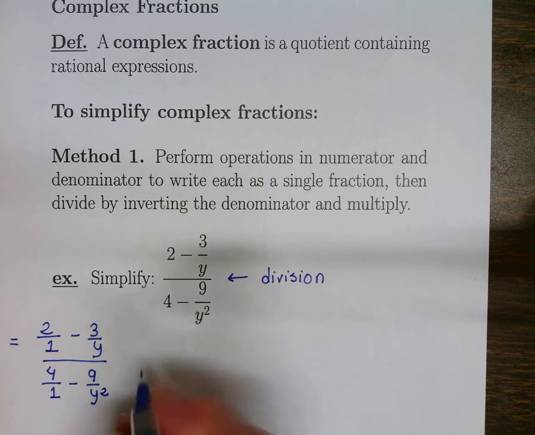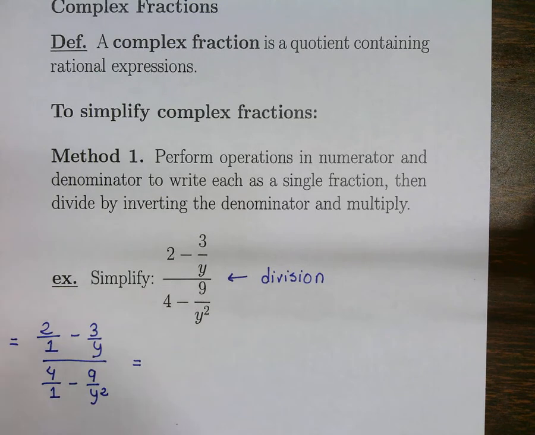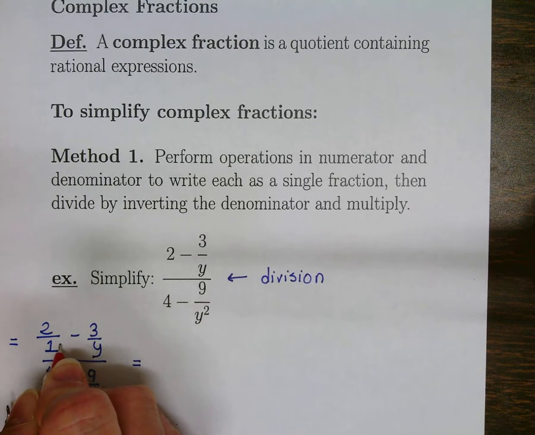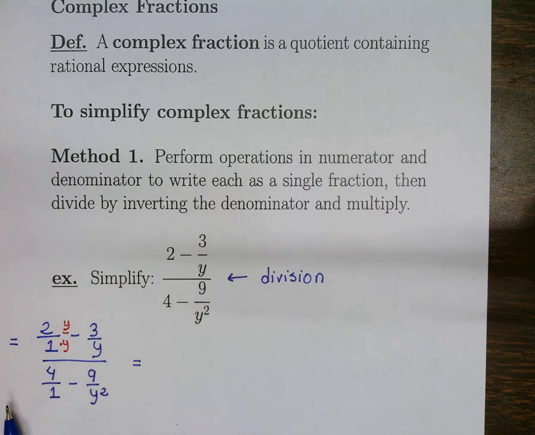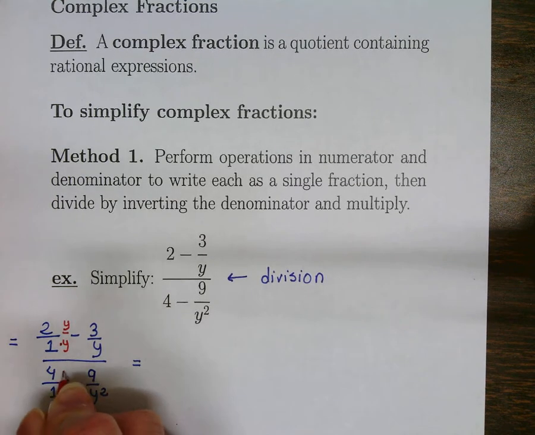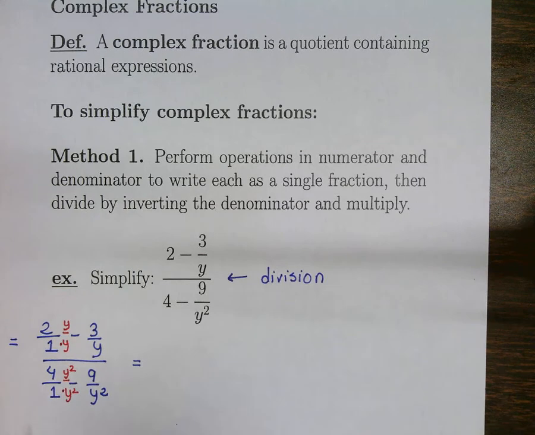What is the LCD of the numerator? I think it's pretty clear that it's going to just be y. So I just need to multiply the first fraction by y over y. And that's the advantage of putting that 1 there to begin with, because I can see that. In the denominator, what is the least common denominator? It looks like it's just going to be y squared. So I need to multiply by y squared over y squared in that first term.